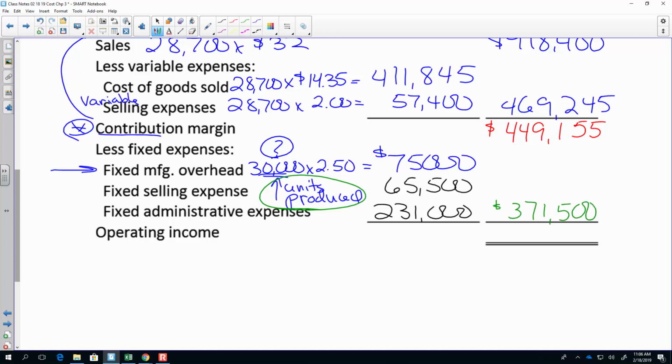What's my total? 871,500. And our profit here? 77,655. We did 2 statements in about 10 minutes. By hand. Good job, guys.